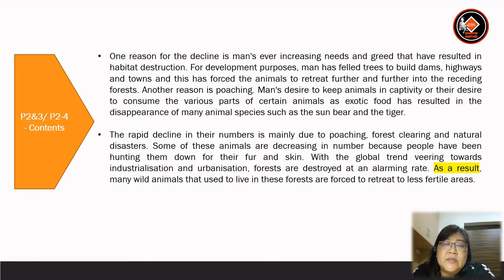Some of these animals are decreasing in number because people have been hunting them down for their fur and skin. With the global trend veering towards industrialization and urbanization, forests are destroyed at an alarming rate. As a result, many wild animals that used to live in these forests are forced to retreat to less fertile areas.